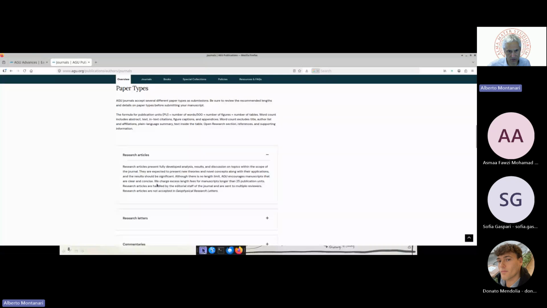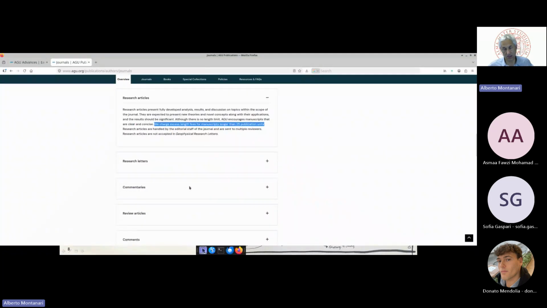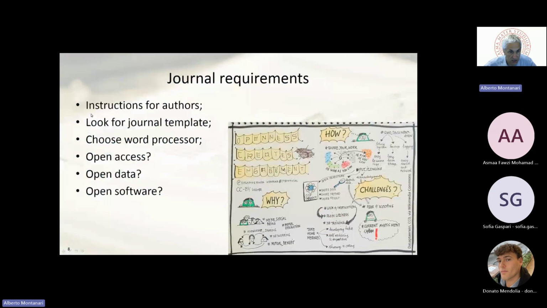And then you have here the description of the paper types, research articles. And they have the description of the length limitation. In particular, they charge an excess length fee for manuscripts longer than 25 publication units. And then there are instructions on how to estimate the publication units of your paper. So let's go back to our PowerPoint presentation now.